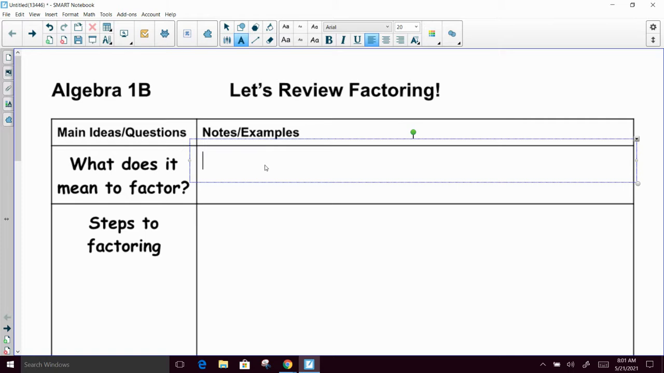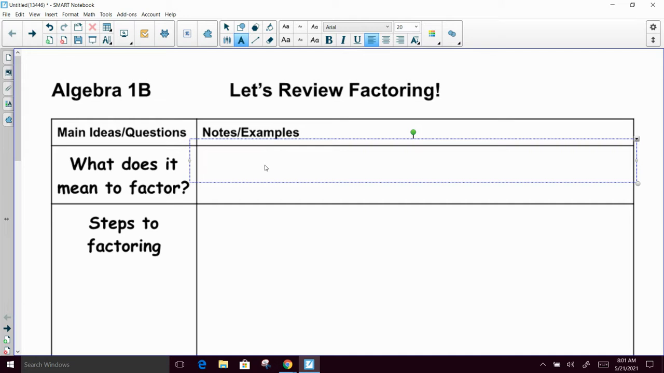Righty. In order to learn our next method of solving quadratics, we need to do some review of factoring, okay? Because we're going to solve quadratics by factoring. And we did factoring at the beginning of this trimester, but that was just forever ago and we may have forgotten. So let's spend some time today reviewing factoring.